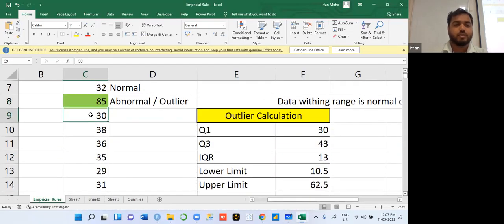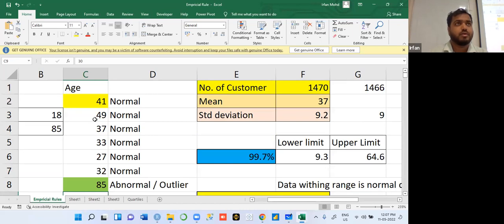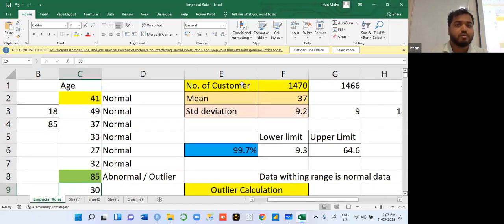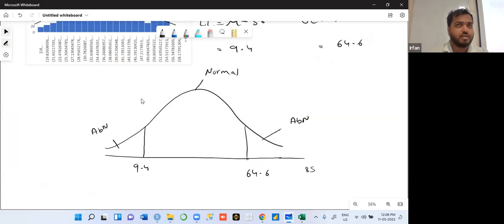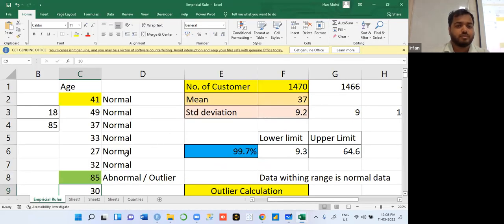Let's check another one. 30. 1400 rows. I'll share this file with you. I'll give you time to write. Understand the concept first. Okay, then.